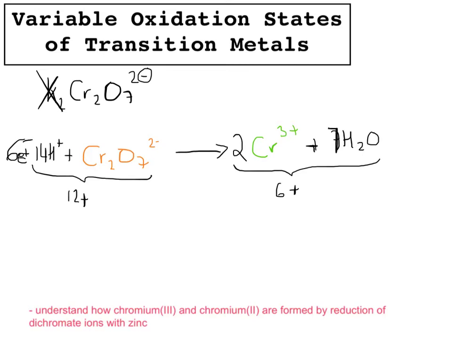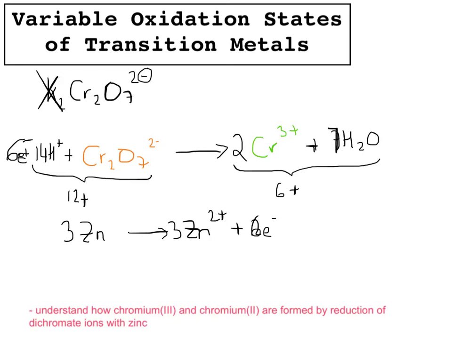The zinc will get oxidized to zinc 2+ and 2 electrons. And so when we add these two half equations together to make the full equation, first we need to multiply this bottom equation by 3 in order to get 6 electrons on the zinc equation. And then we add them together.